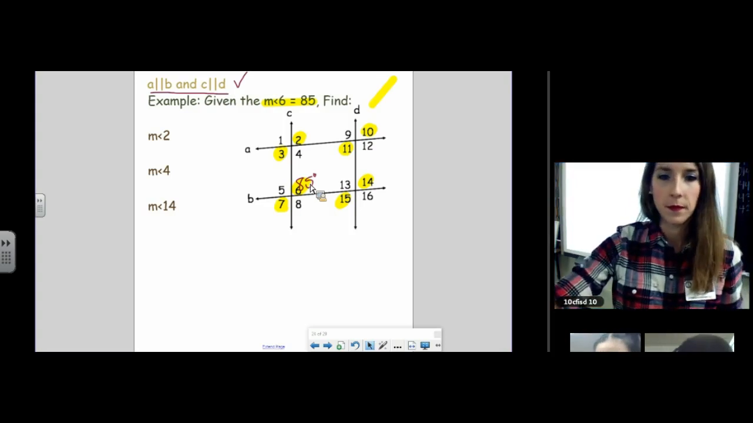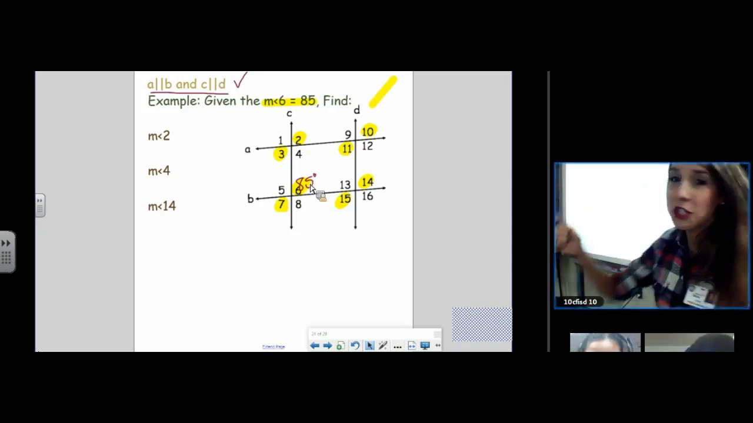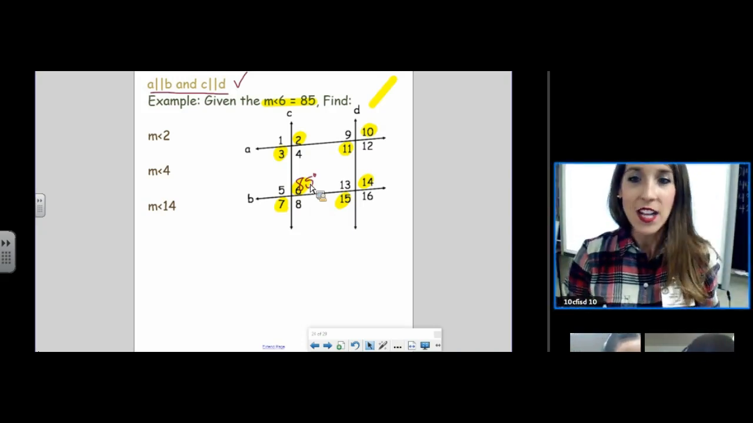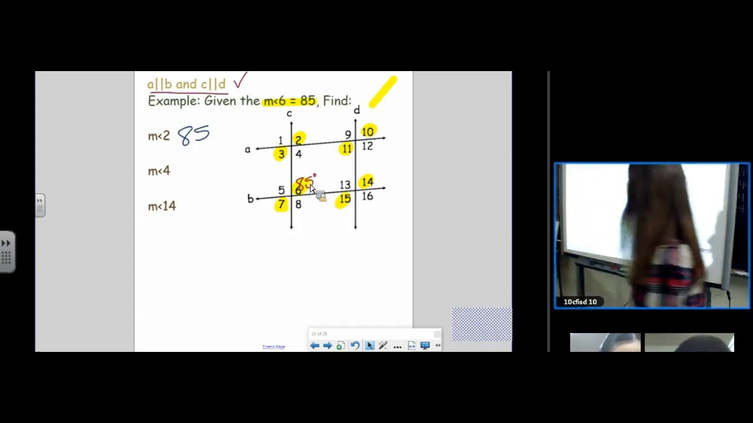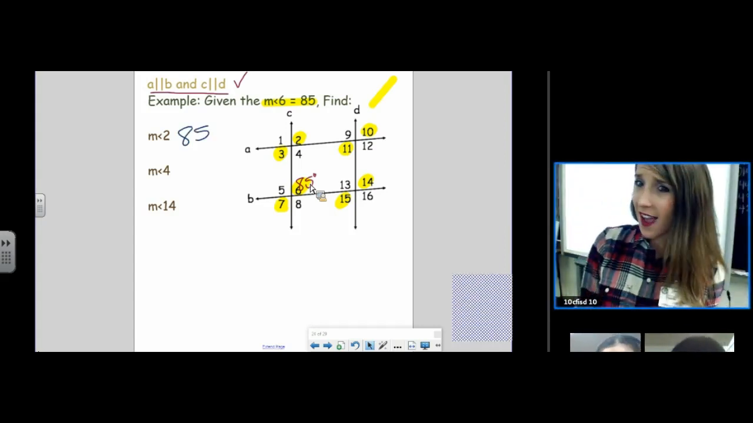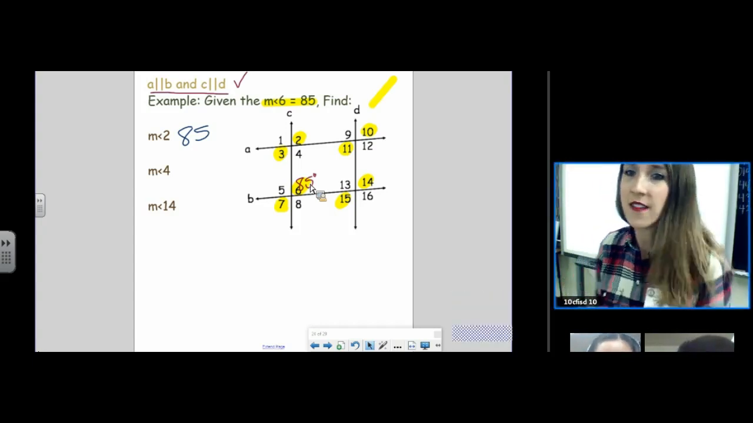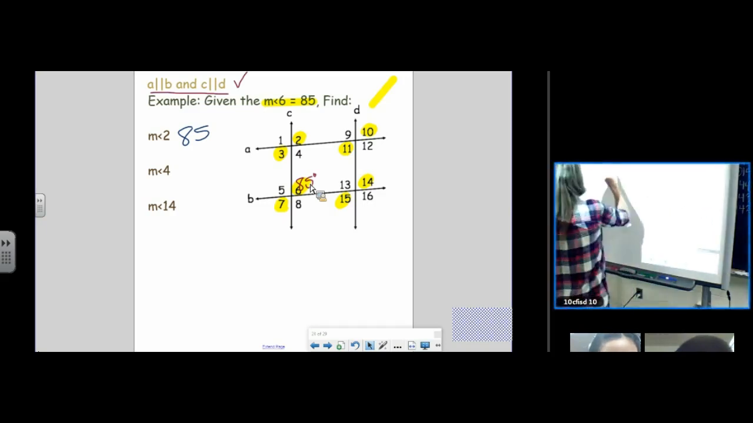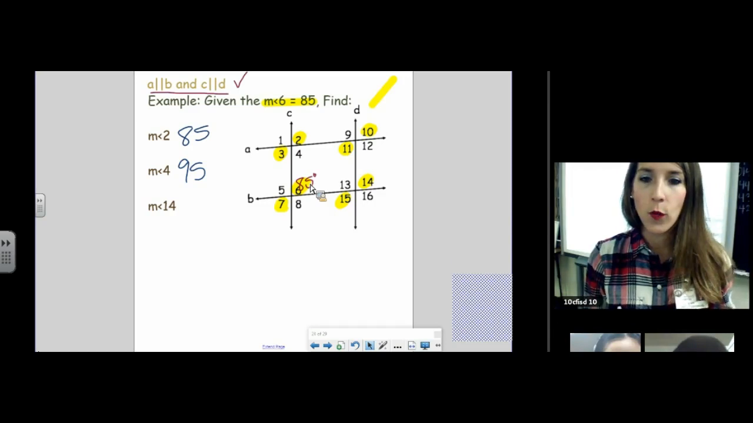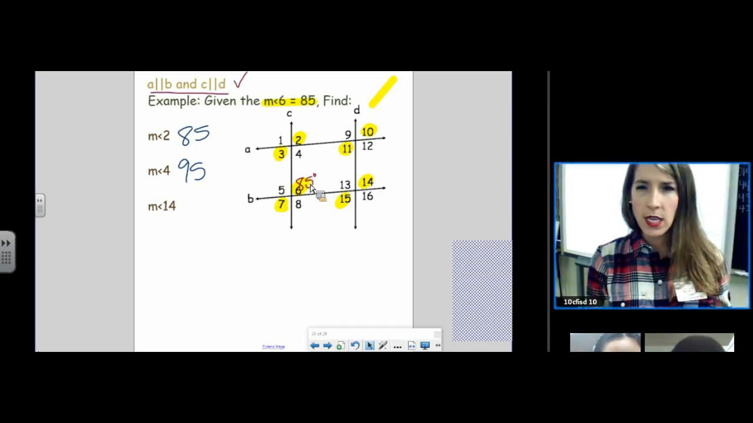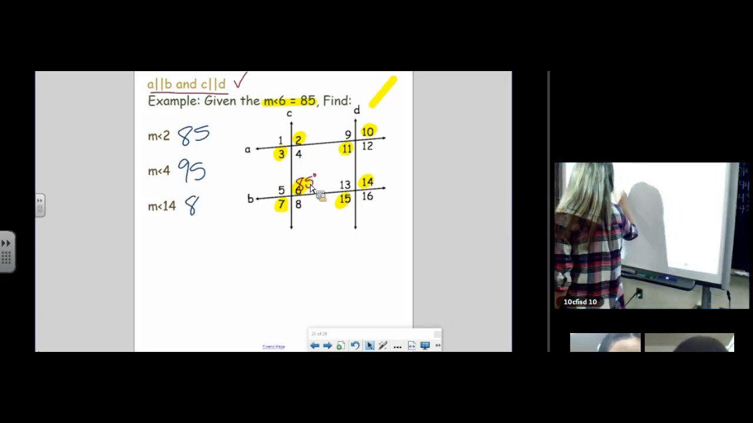All right, so let's look at the measure of angle 2. Angle 2 is highlighted. Angle 6 is highlighted. So they're literally the same measure, 85 degrees. Angle 4 is not highlighted, and angle 6 is highlighted. So angle 4 is not 85, it's the supplement of 85. 180 minus 85. 14 is highlighted, 6 is highlighted, so 85. And we could go on and on.